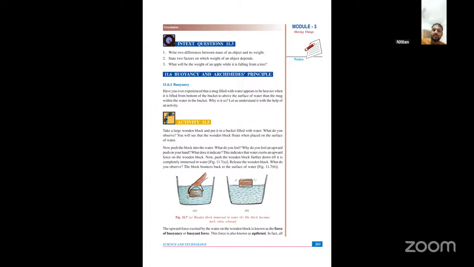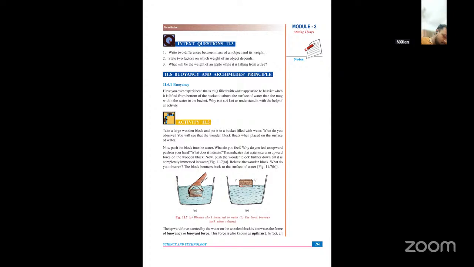Because basically this is all about buoyancy. Buoyancy is the force which is exerted by the water on the object. Water is basically putting a buoyant force in upward direction, so that the things can float on the water. Did you understand? Yes or no?